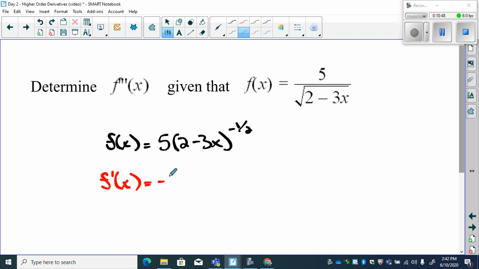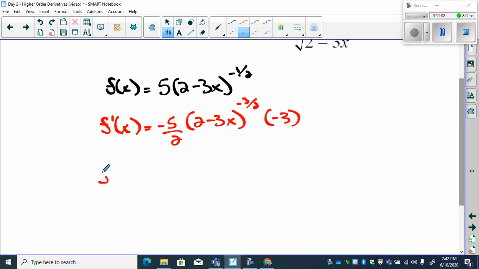Negative 1/2 times 5 is negative 5 over 2. Then 2 minus 3x. Subtract 1 from the exponent, so I rewrote my brackets. Subtract 1 would give me negative 3 over 2. And then you multiply by the derivative of what's inside the bracket. So the derivative of 2 minus 3x would be negative 3.